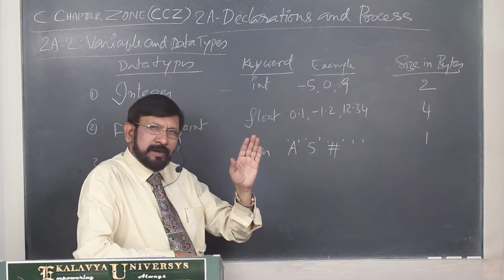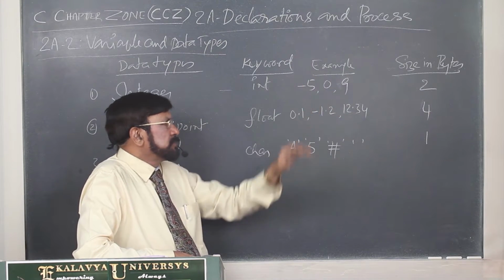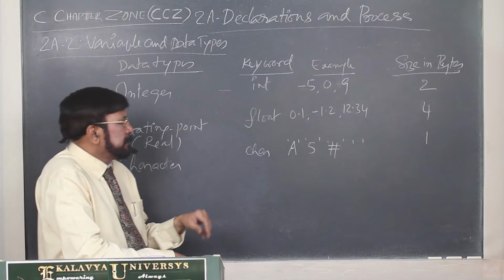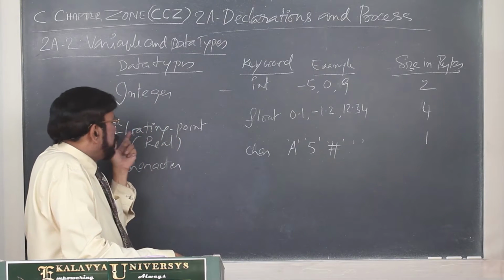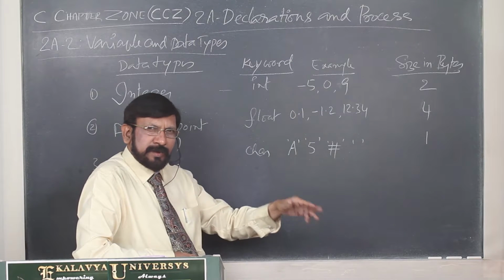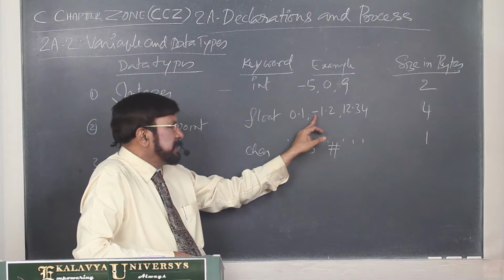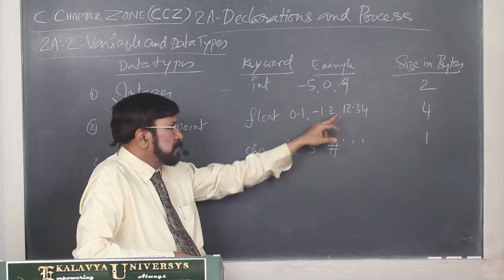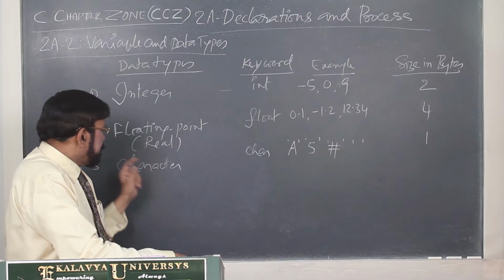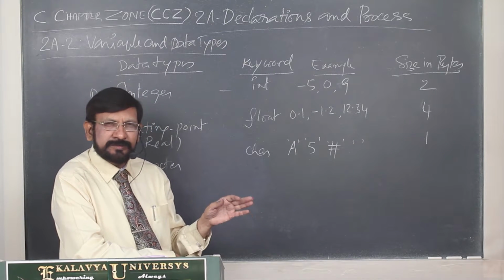Integer represents whole numbers, negative or 0 or positive. All come under the integer category. Second one, floating point. Floating point means real numbers. We never use the vertical way, only this way: 0.1, minus 1.2. Here plus and minus are also applicable. 12.34. These are the examples. And as far as character type is concerned, character means you have to take it in a broader sense. Don't limit it to alphabets.